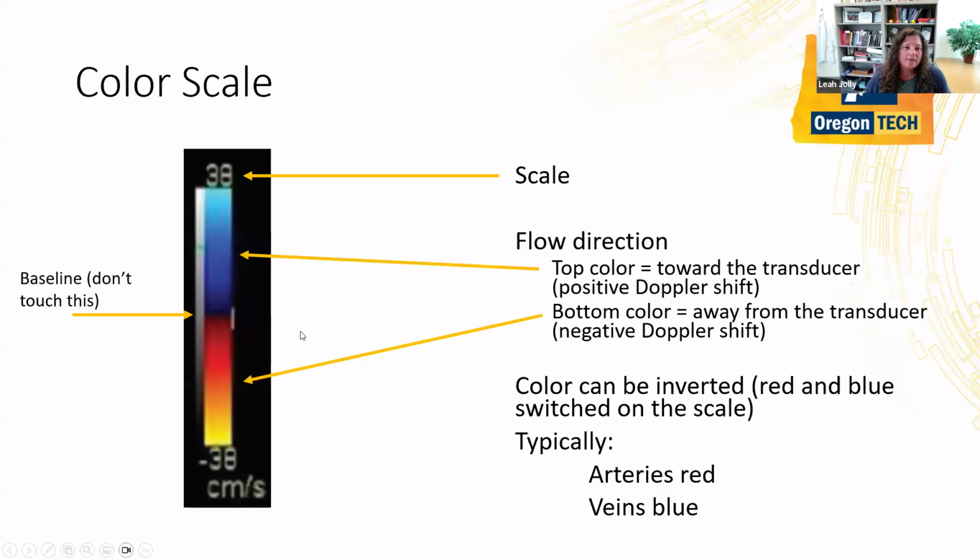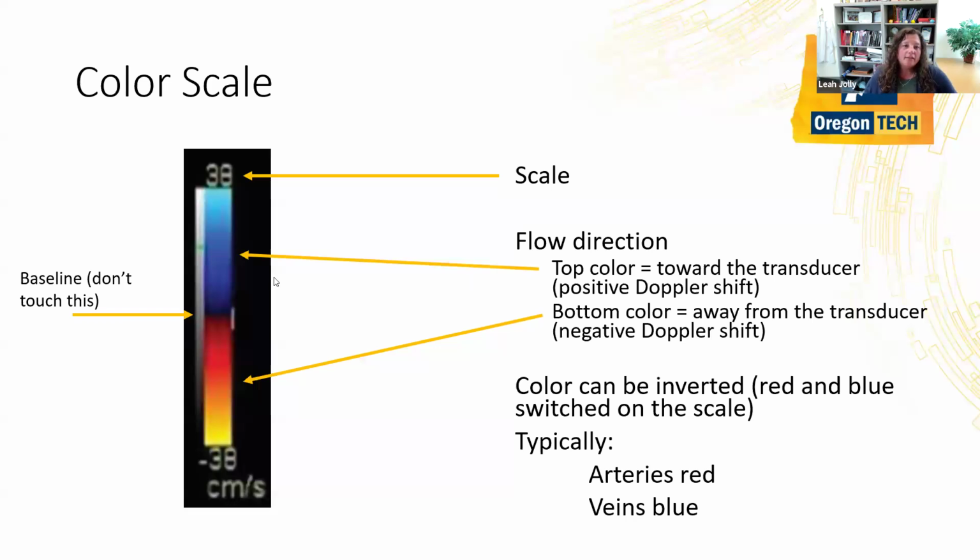So just a little breakdown of the color scale again. Here is our mean velocity that's being detected on either side. If you move this baseline that's in the middle of the color, these numbers will change, and one will be higher and one will be lower. So typically in vascular, we just leave it as is. We don't usually adjust the baseline on the color.